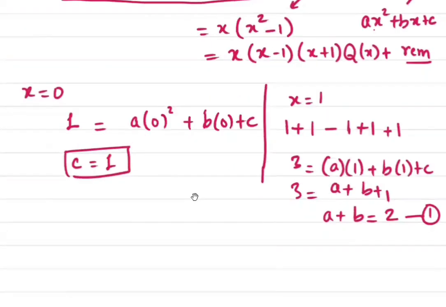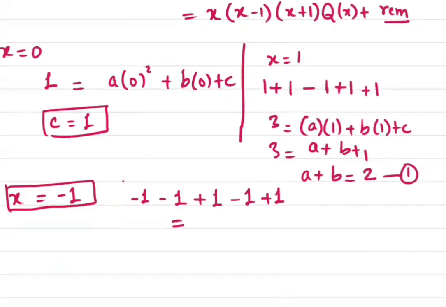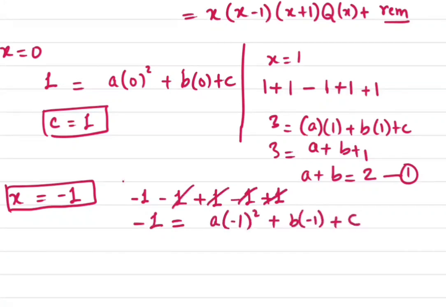Now the third critical point is x equals minus 1. At x equals minus 1, what is our polynomial? Let's recall this. Minus 1 to an odd power is negative 1. So we have negative 1 minus negative 1, and then the negative is already there, again negative 1 to the power 115. Odd power will give you negative 1, so minus negative 1 is positive 1, and then again negative 1 plus 1. Now minus 1 plus 1 cancels out, minus 1 plus 1 cancels out. We have minus 1 equals a into minus 1 whole square plus b into minus 1 plus c. So here we get minus 1 equals a minus b plus c, and c is 1. So we get a minus b equals minus 2. Call this equation 2.